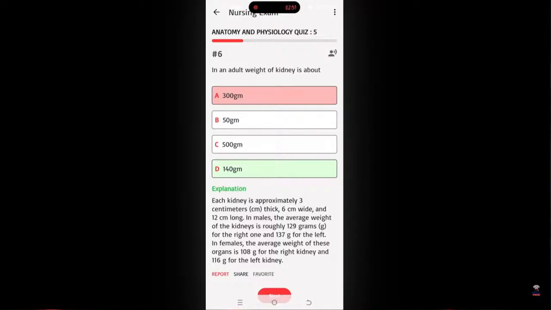Each kidney is approximately 3 cm thick, 6 cm wide, and 12 cm long. In males, the average weight of the kidneys is roughly 129 grams for the right one and 137 grams for the left. In females, the average weight of these organs is 108 grams for the right kidney and 116 grams for the left kidney.